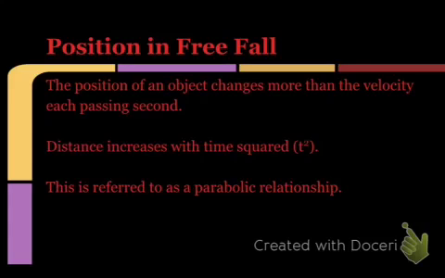When we discuss free fall, we can look at it in terms of position and velocity. In terms of position, the position of an object changes more than the velocity each passing second, which means that distance is actually increasing with the time squared, which is referred to as a parabolic relationship. And this will come into play more when we start looking at our equations later.